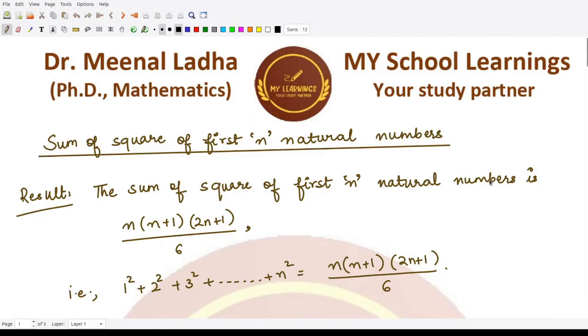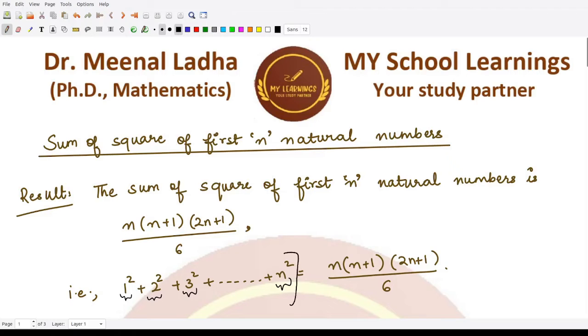In this video we shall be learning what is the sum of squares of the first n natural numbers. That means if you take the first n natural numbers and square each of them, you would have 1 square plus 2 square plus 3 square up to n square. What would be this sum? Do we have a particular formula for it? Yes, we do.